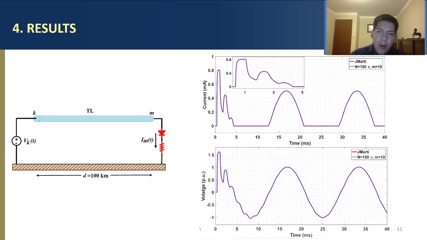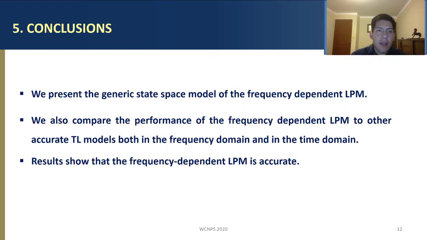As expected, we can see here that the voltage at the receiving end of the transmission line has both positive and negative semicycles, whereas the current has only the positive semicycle. This can also be used in other simulations that contain nonlinear and time-dependent devices. Finally, we presented the generic state space model of the frequency-dependent lumped parameter model. So this model is now not only limited to the simulation of short circuit and open circuit tests.